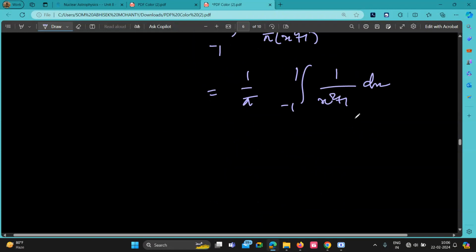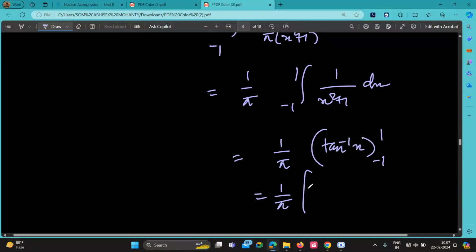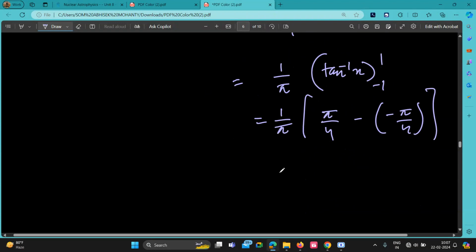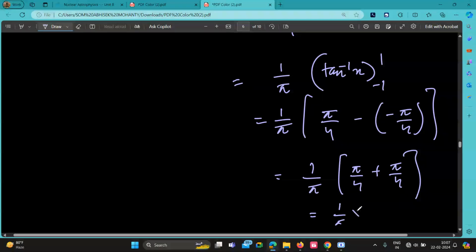The integration of this is tan inverse x. So 1 by pi tan inverse x with limits -1 to 1. Tan inverse 1 is how much? Pi by 4, since tan pi by 4 is 1. Minus tan inverse of -1 is minus, minus pi by 4. So 1 by pi times pi by 4 plus pi by 4, that will be pi by 2. So 1 by pi into pi by 2 is 1 by 2. The answer is 1 by 2.